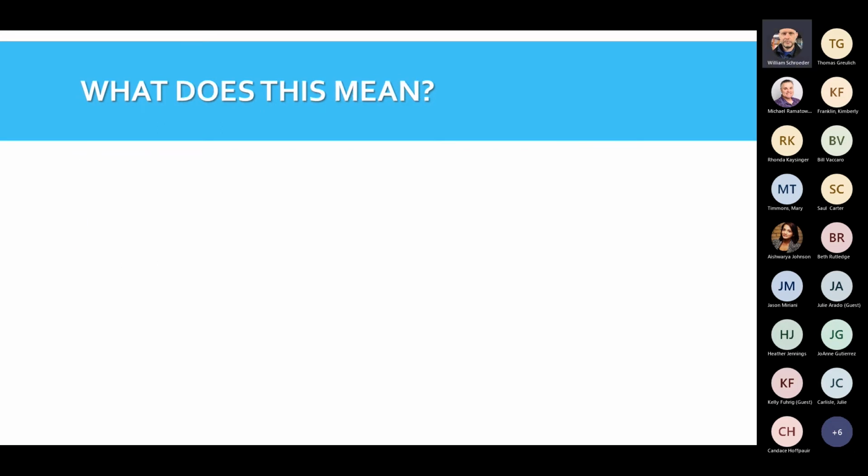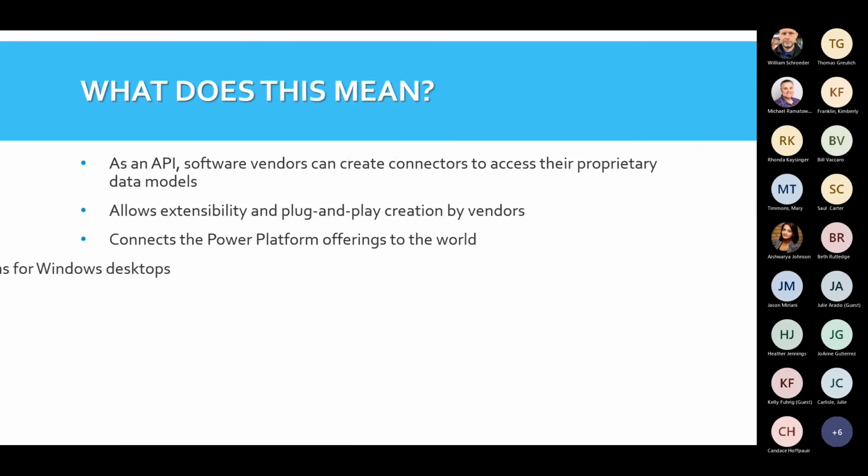What does all this mean? In the Power Platform, there basically is an application programming interface, or an API. Software vendors or publishers can create connectors to access their data model. The proprietary data model might be locked down, but they can create their own connectors and plug them into the Power Platform. You know your data, but they know their data model. Have them worry about that, and not you or maybe a developer you're using.